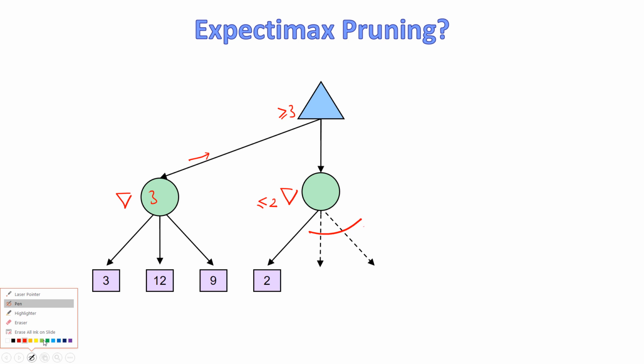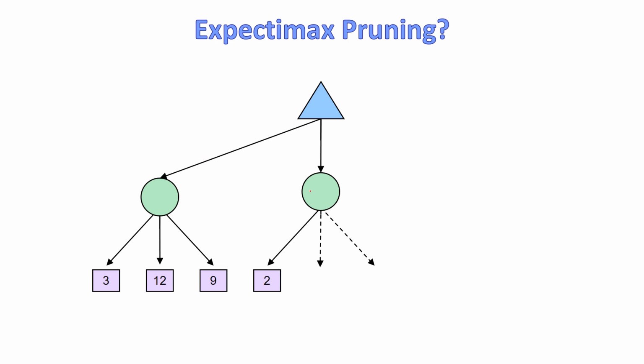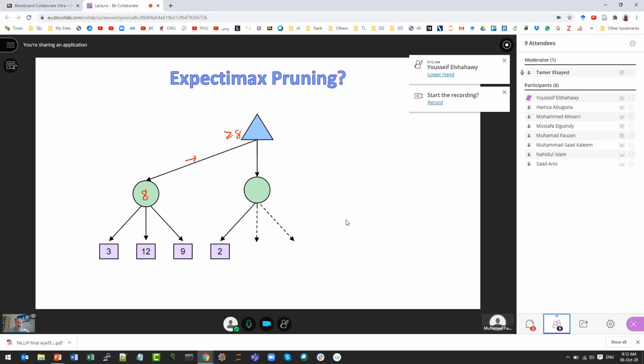Okay, now let's get to the reality and get back to the Expectimax search. Now, the value of this node, as we did it earlier, will be 8. Now 8 will be passed to the root. Now the root has greater than or equal to 8. Okay. Now with this 2, should we prune the rest of the edges?